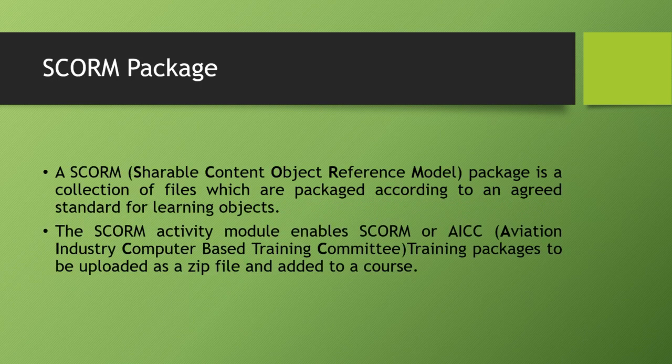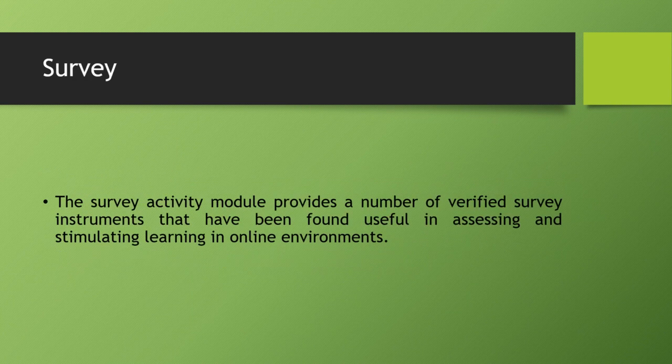SCORM package. A Shareable Content Object Reference Model package is a collection of files which are packed according to an agreed standard. The SCORM activity module enables a SCORM or AICC, that is, Aviation Industry Computer-Based Training Committee, training package to be uploaded as a zip file and added to a course. So in the SCORM package, what we are going to do is add the given file in the form of a zip file.